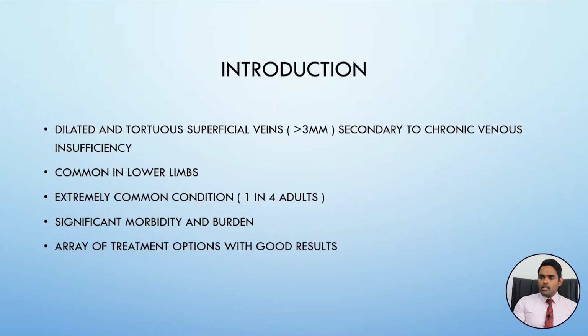Varicose veins are very common in the lower limbs. You know why? Because of our upright posture as humans. Gravity puts pressure on the venous circulation of the lower limbs. Therefore varicose veins are common in the lower limbs. And also it's very common everywhere in the world. Statistics say 1 in every 3 to 4 adults will have varicose veins.